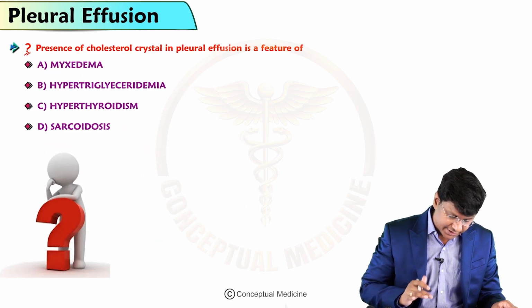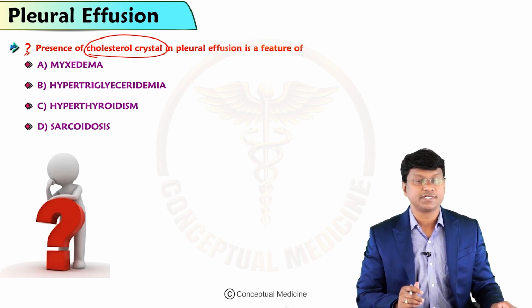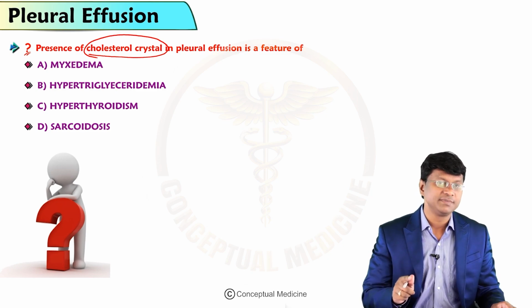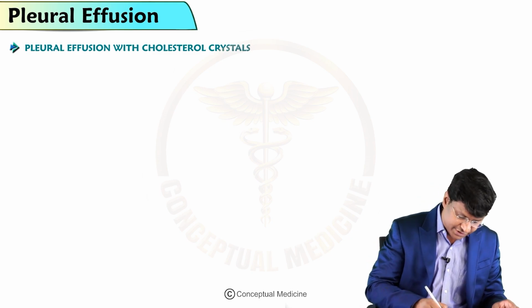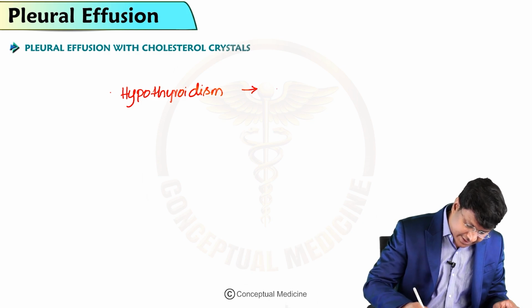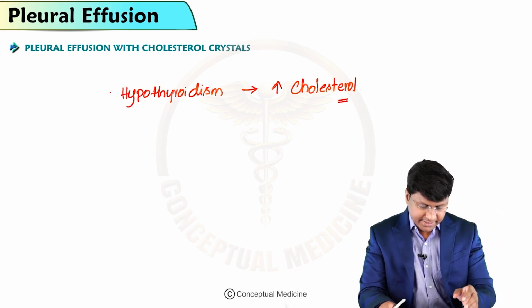Next, another question is the presence of cholesterol crystals in the pleural effusion. Presence of cholesterol crystals in pleural effusion is a feature of myxedema, hypertriglyceridemia, hyperthyroidism, sarcoidosis. So please remember, the condition where you have cholesterol crystals in pleural effusion is in patients with hypothyroidism. In patients with hypothyroidism, there is dyslipidemia. There will be increase in the cholesterol levels.